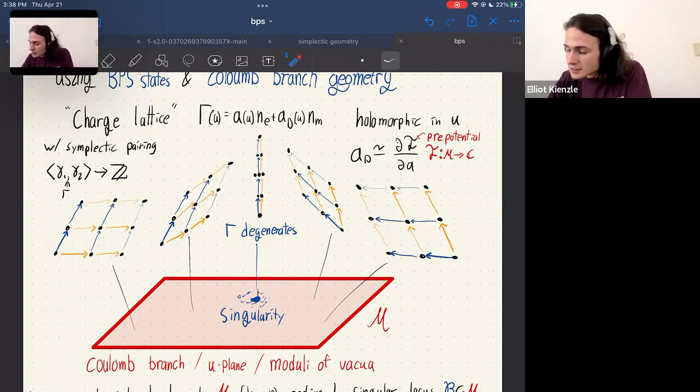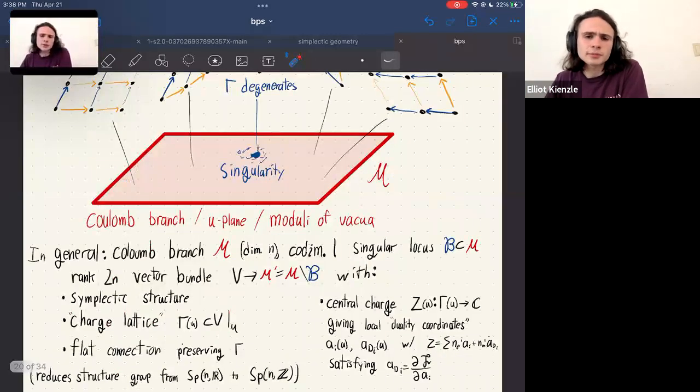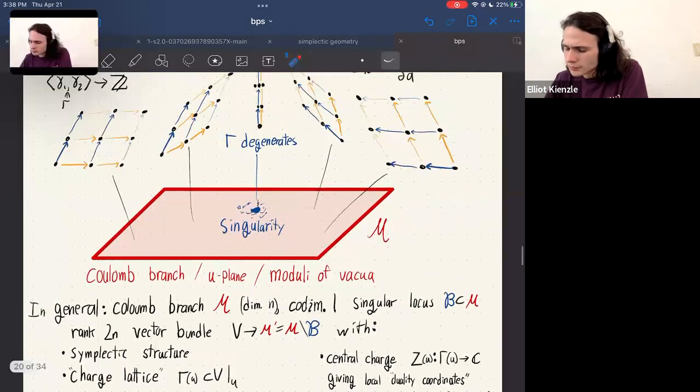Basically, that happens when the lattice degenerates. It all points in one direction, and then you have to do more complicated stuff. So that is the gist of the Coulomb branch geometry, and that is what they use to get their theory. But let's look a little bit closer at these structures.